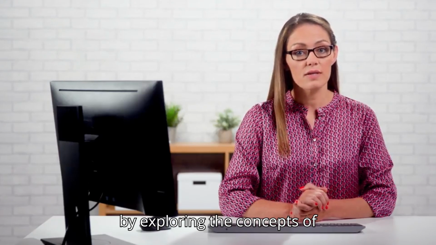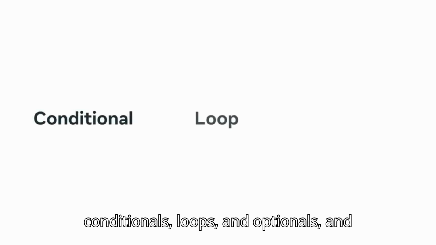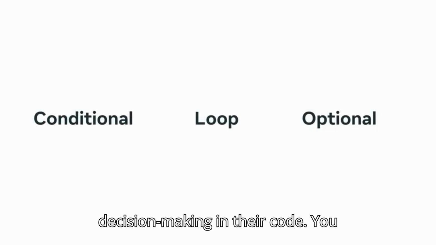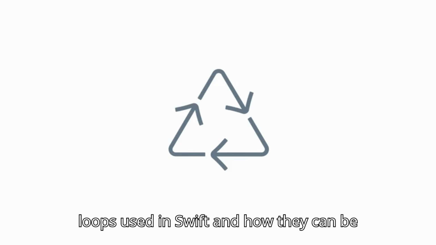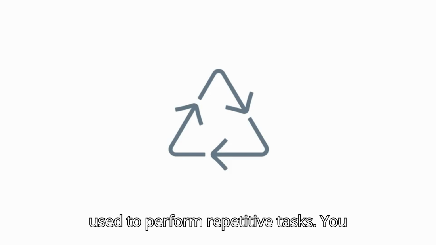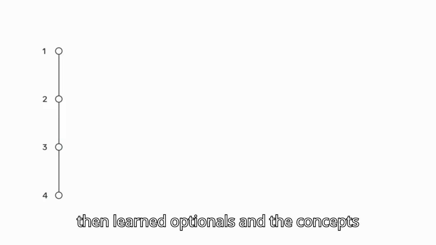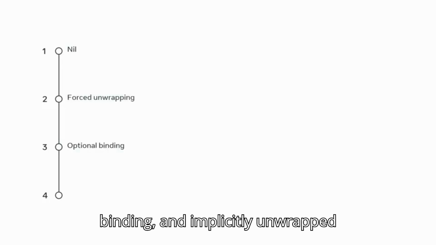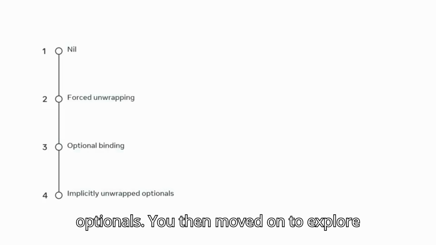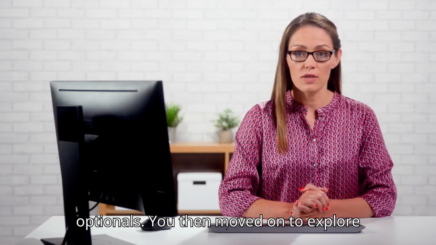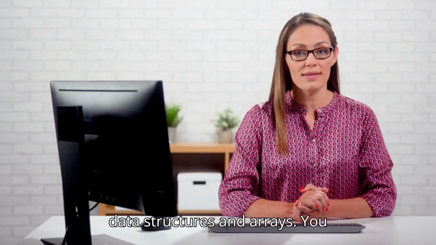You started by exploring the concepts of conditionals, loops, and optionals, and how developers use them to program decision-making in their code. You learned about the different types of loops used in Swift and how they can be used to perform repetitive tasks. You then learned optionals and the concepts of nil, forced unwrapping, optional binding, and implicitly unwrapped optionals. You then moved on to explore data structures and arrays.